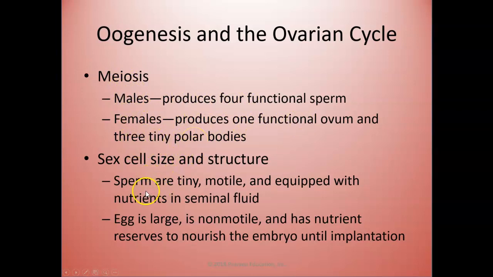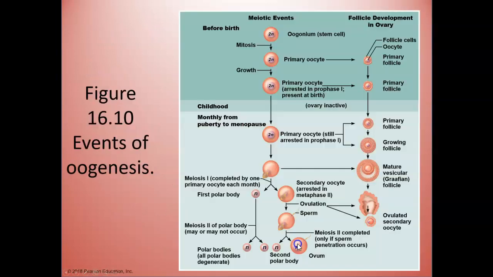I'm just kind of comparing them. Sperm are tiny, motile, which means they move, and equipped with nutrients and seminal fluids. Eggs are large, non-motile, and have nutrient reserves to nourish the embryo until implantation.